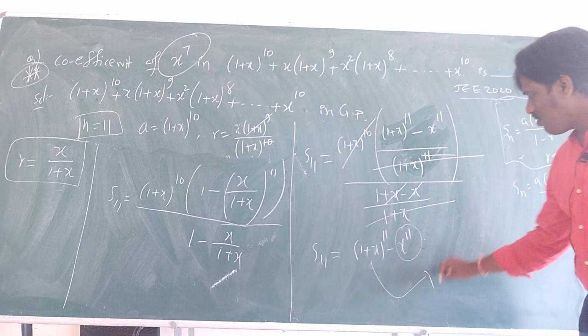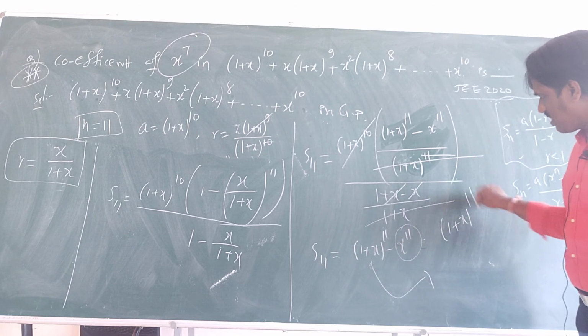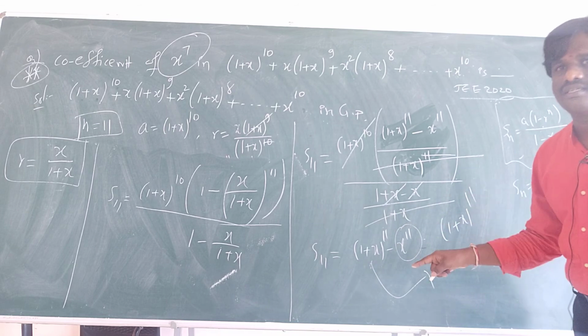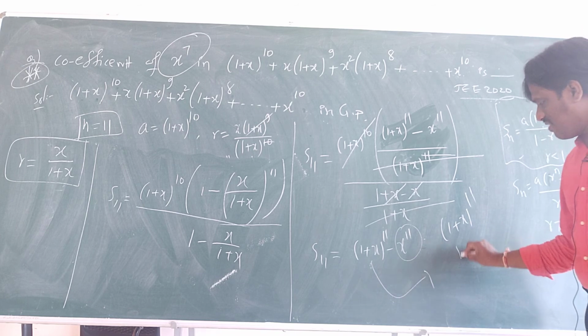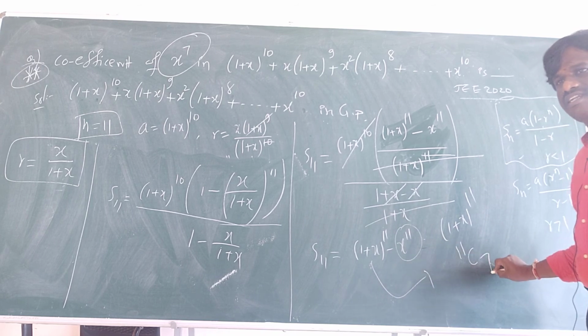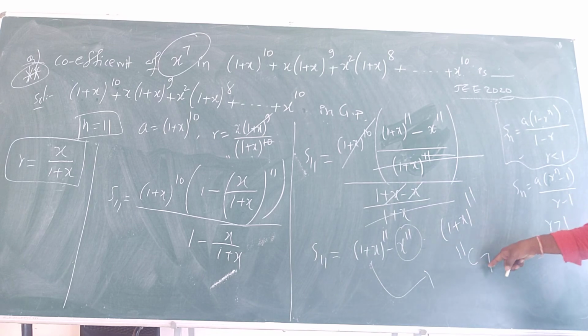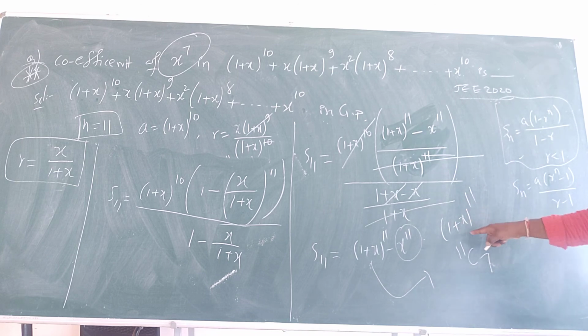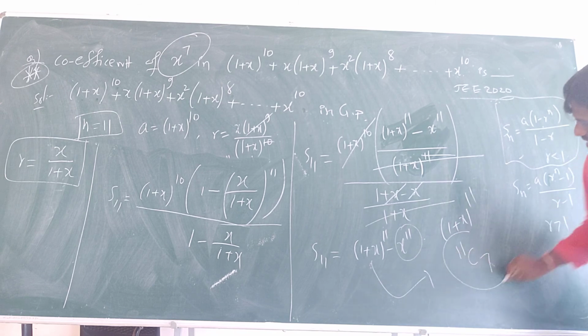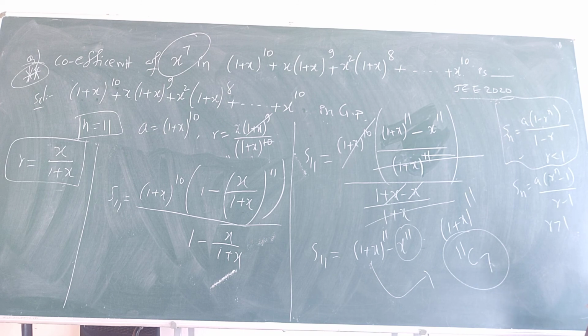It is direct, this is the formula. (1 plus x) whole power 11, if I want to find x power 7, what do you get? 11C7. In 11C7 you get x power 7, in 11C1 you get x power 1, in 11C2 you get x square, in 11C3 x cube. You know this expansion. Should I give the expansion once? So the answer is 11C7. That's it.